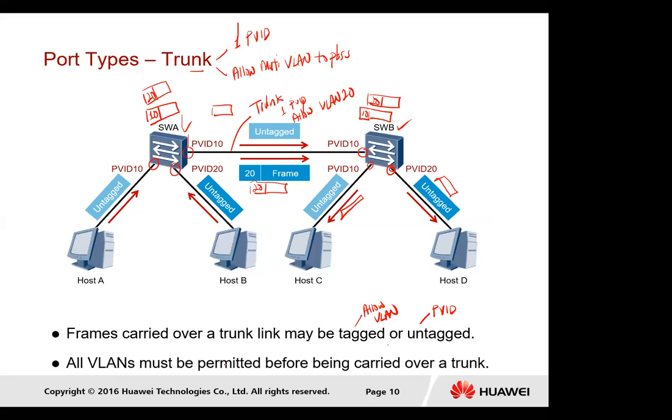And all VLANs must be permitted before being carried over a trunk. So that's why we need to allow VLAN 20 first. Let's say you do not allow VLAN 20, you are not able to send out. All right, that will be the second type, the trunk.